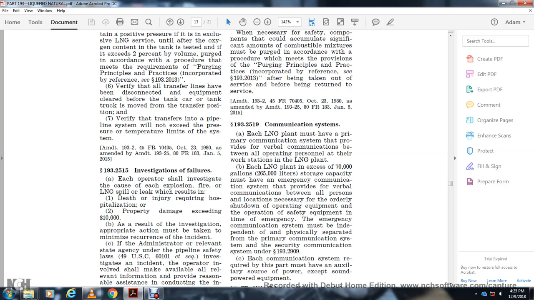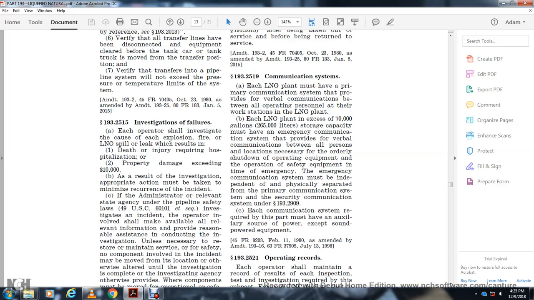The emergency communication system must be independent of and physically separated from the primary communication system and the security communication system, 193.2909. Each communication system must have an auxiliary source of power, except for sound-powered equipment.